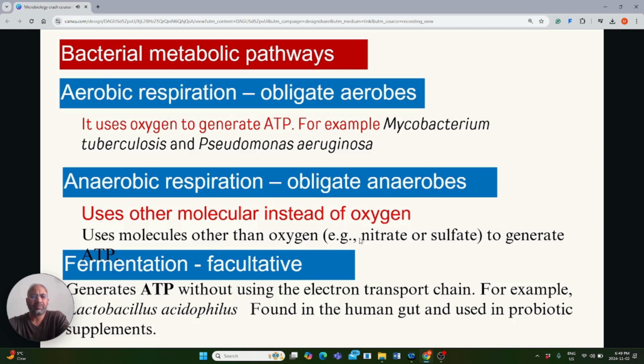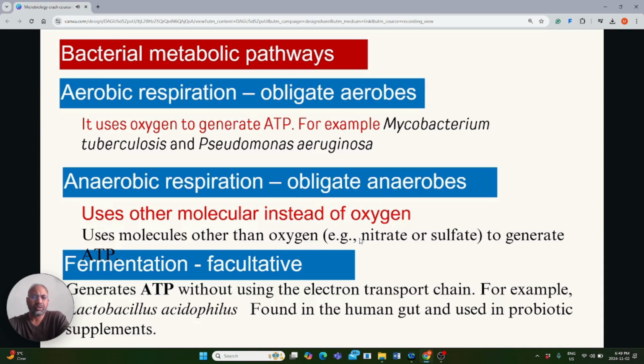So the aerobic respiration, that means that the bacteria cannot survive without oxygen. They have to have oxygen to survive, and that is why they are called the obligate aerobes. Okay, so what does it do with this oxygen? The oxygen is used to generate adenosine triphosphate or ATP, and this is how the bacteria are able to survive. Examples of these aerobic organisms are Mycobacterium tuberculosis and Pseudomonas aeruginosa.